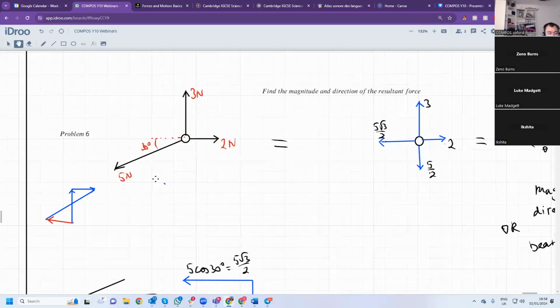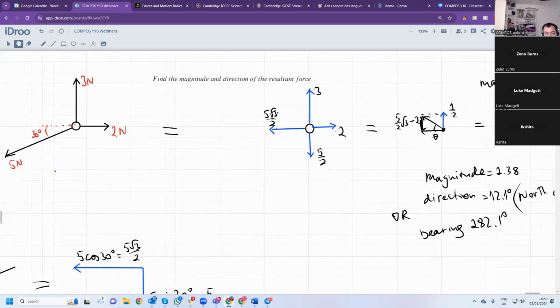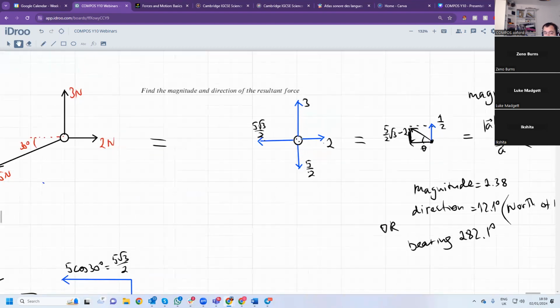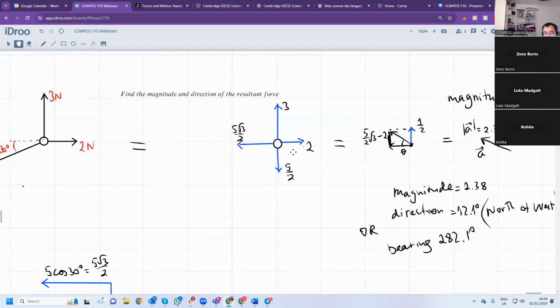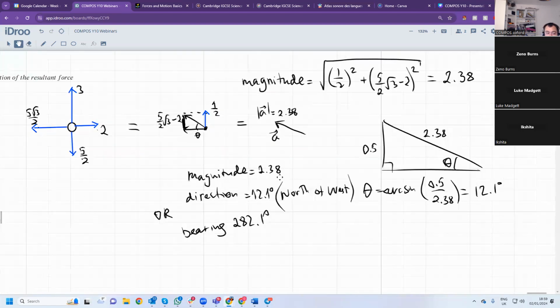So what I did, to add the three vectors, is I first broke down this vector into two. Then I added the horizontal vectors and the vertical vectors separately. And then I used Pythagoras to find the magnitude, and I used trigonometry to find the direction. It's quite straightforward. Any questions? Do you think you understand how to do this?